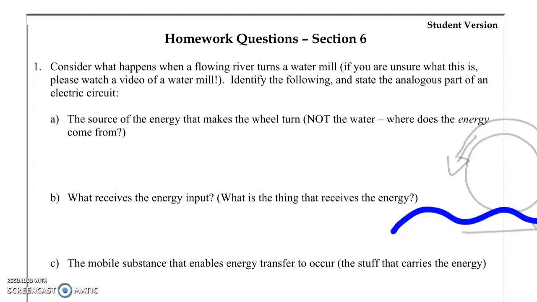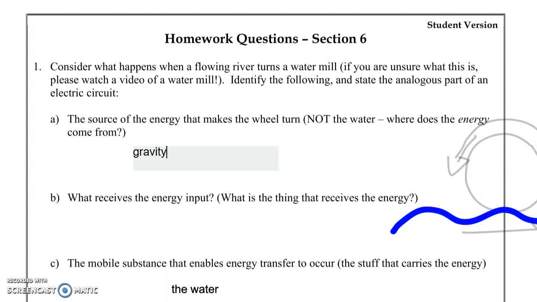felt like was a little bit obscure. It's not the water. The water is not the source of the energy. The water is actually the mobile substance that causes and enables the energy to transfer. So the water is that mobile substance. The source of the energy that makes the wheel turn is gravity, technically, right?